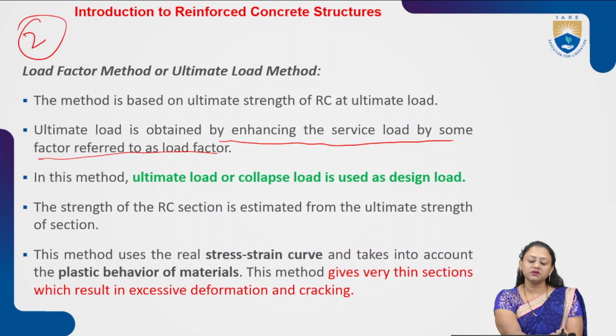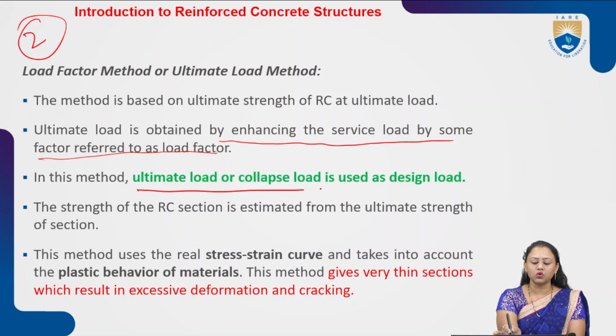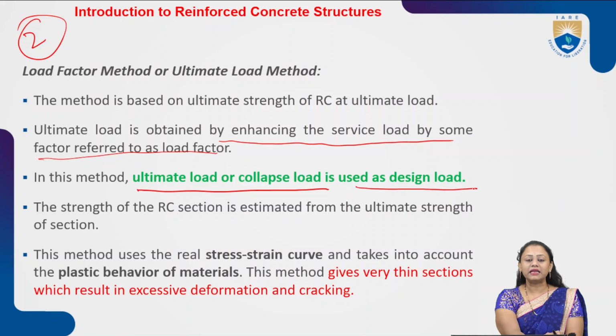In this method, the ultimate load or the collapse load is used as the design load. So we are designing the element for the ultimate load. What is ultimate load? Ultimate load is the maximum load at the point of collapse, so it's also called the collapse load. The strength of the RC section is estimated from the ultimate strength of the section.